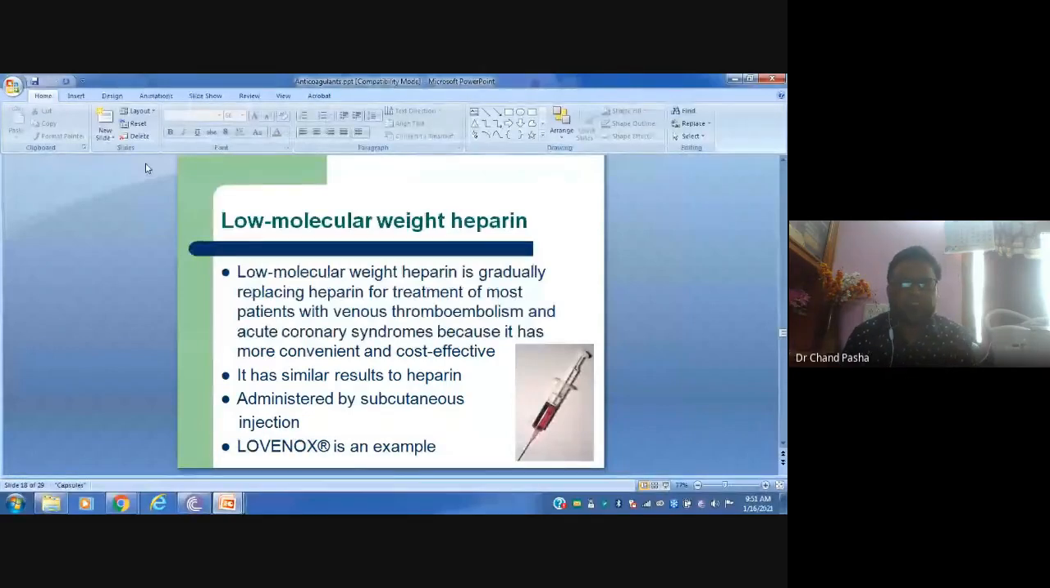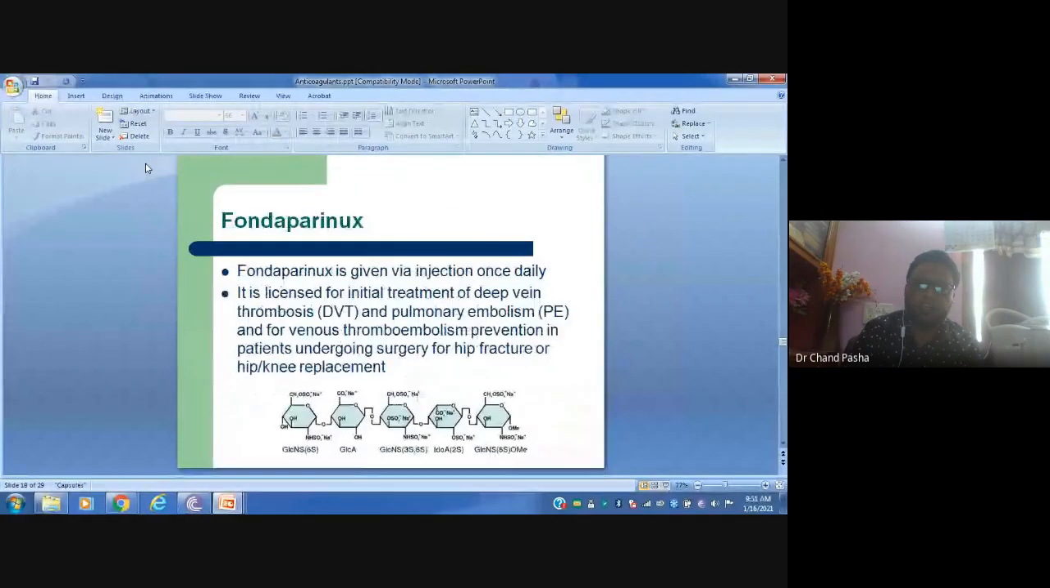So low molecular weight heparin was developed for whenever surgeries of the heart are being done, whenever brain operations are being done. In such cases, a subcutaneous injection can be given, because as it is low molecular weight, it will pass through the endothelium layer, and it can act as a good anticoagulant.